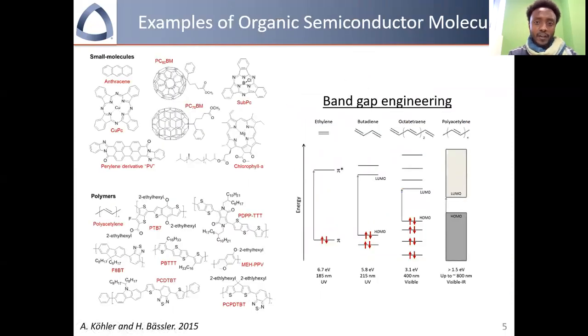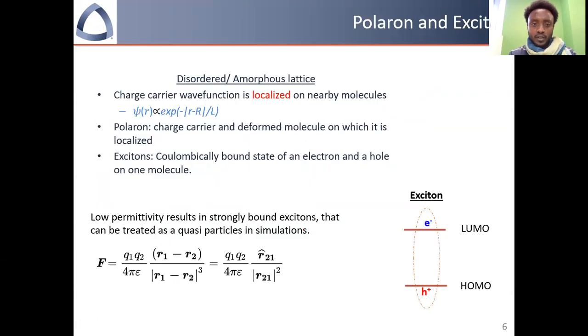There are many types of organic semiconducting molecules, which are usually divided into two big categories, small molecules and polymers. And the diversity in this field allows band gap engineering. Two key concepts to keep in mind in this presentation are polaron and exciton. They come from the charge carrier wave function being localized in amorphous material. A polaron is a charge carrier and the deformed molecule on which it is localized, while an exciton is just a coulombically bound state of an electron and hole located on the same molecule.